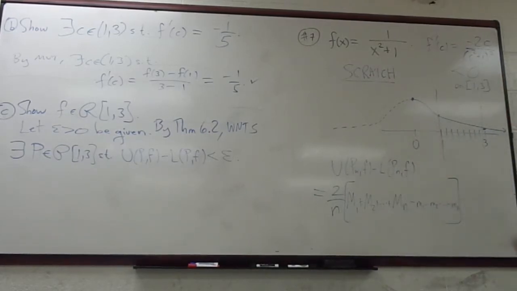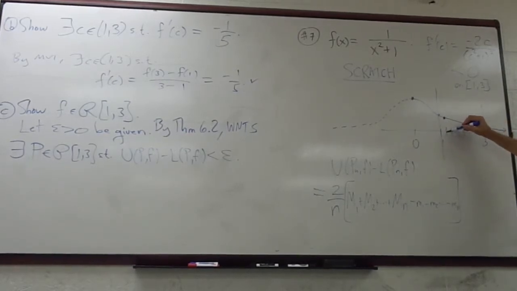And because it's monotone decreasing, this is like now the second or third time we've looked at this. Because it's monotone decreasing, you know, for example, big M2, which would be the highest point of the second subinterval, is the same as little m1.